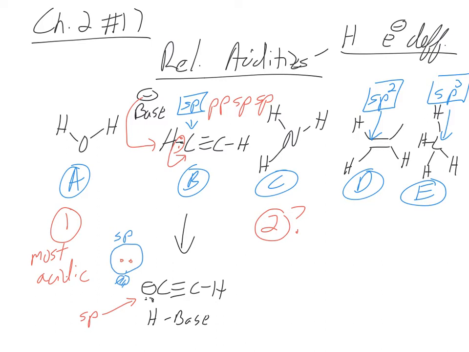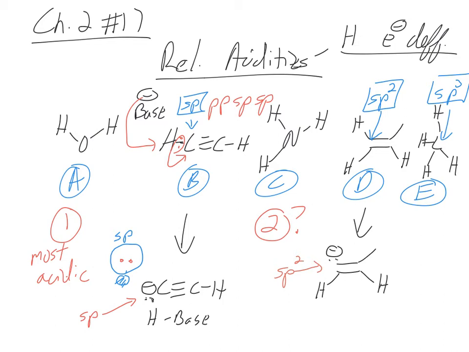What about an sp2 orbital? If I broke this bond right here, and I drew the product, what molecular orbital are these lone pairs going to be in now? In an sp2 orbital.